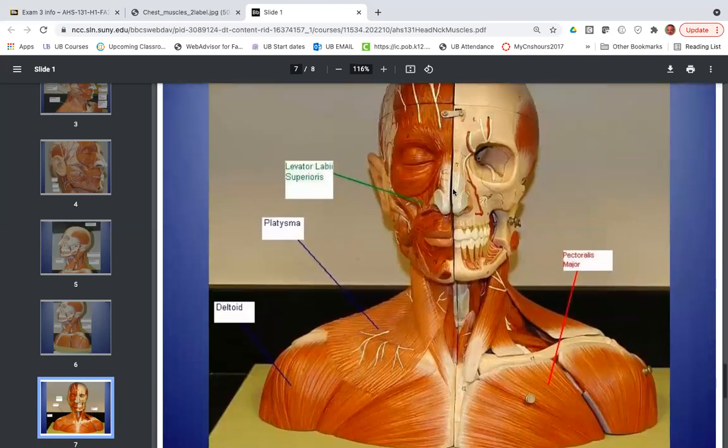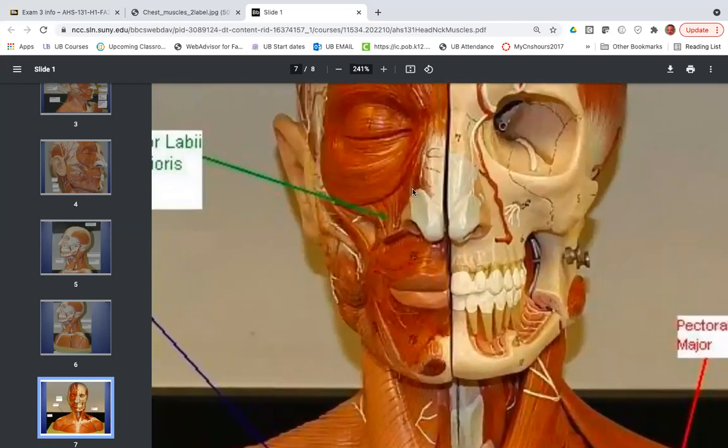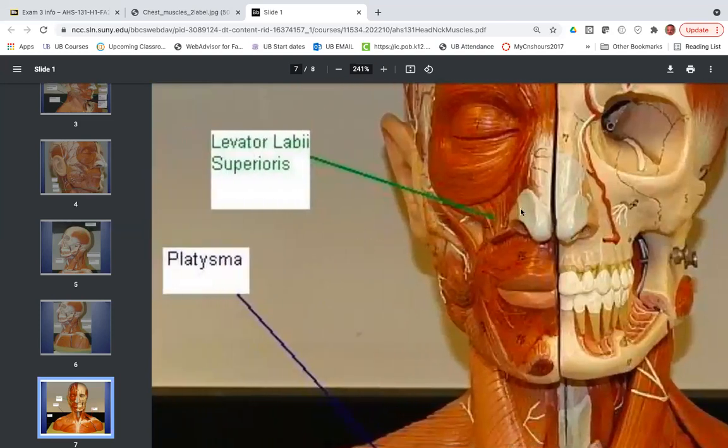If we look at the nose right here and the lips, levator labii superioris. What would this one here be called? Depressor labii inferioris. And then right here, mentalis. And right here in the nose, going across, nasalis. Mentalis, nasalis.